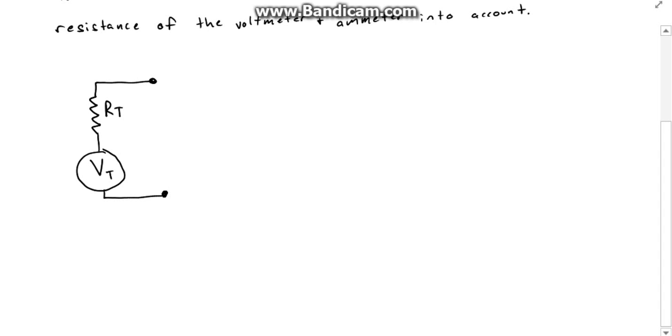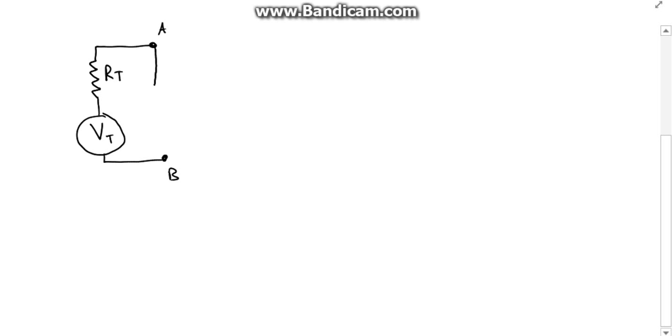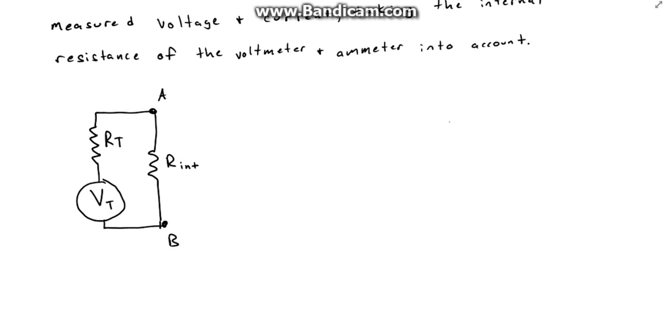And we measure the voltage between points A and B with the voltmeter, which has itself some internal resistance, which I'll call capital R with the subscript int for internal. Now, to solve this, the first thing we need to realize is that the voltmeter is going to measure the voltage between points A and B, and that is going to be equal to the current that flows through this circuit times the internal resistance of the voltmeter. Okay, that's the voltage drop between points A and B.